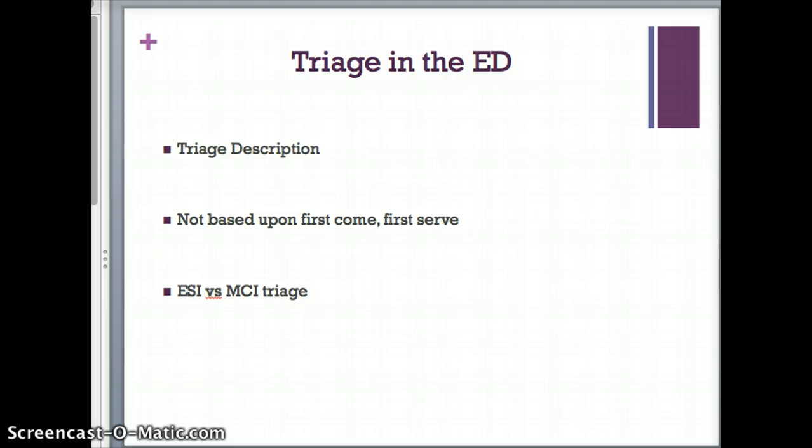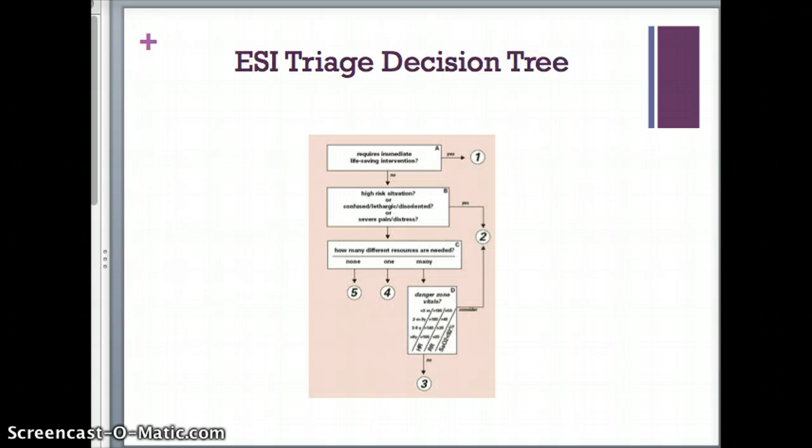The MCI, which is mass casualty incident, provides triage descriptions based upon likelihood of salvaging the patient versus if the patient is a walking wounded versus if the patient is going to ultimately be non-salvageable, so you should not use the resources on them at that time. This is the ESI triage decision tree.